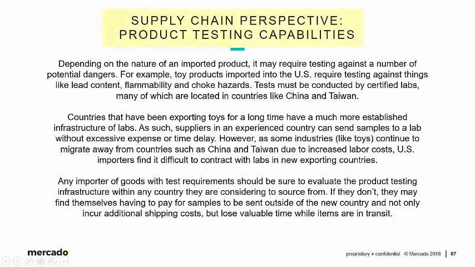Last slide in this section, a supply chain perspective on product testing capabilities. Depending on the nature of an imported product, it may require testing against a number of potential dangers, many of which we've talked about. For example, toy products imported into the U.S. require testing against things like lead content, flammability, and choke hazards. Tests must be conducted by certified labs, many of which are located in countries like China and Taiwan. Countries that have been exporting toys for a long time have a much more established infrastructure of labs. As such, suppliers in an experienced country can send samples to a lab without excessive expense or time delay.